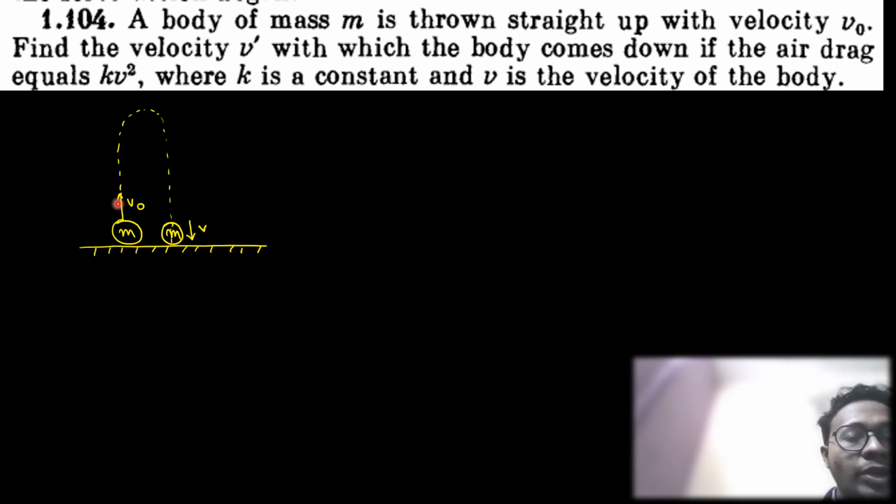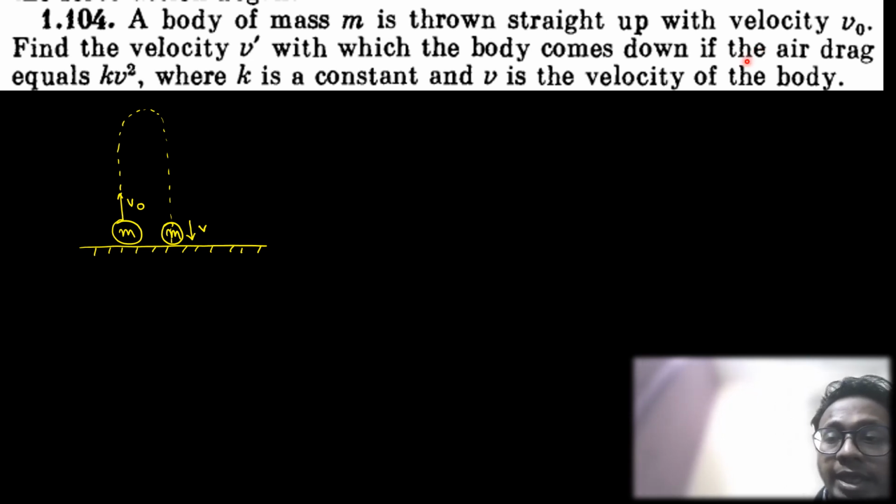In this question, a ball is projected from the ground vertically upward with velocity v0. So it went up, then after a certain distance it came down. The question is asking to find the velocity of the ball when it came down. Your first intuition should be that if the velocity while going up is v0, the velocity while coming down should be v0, the same thing. But in this question there is a twist.